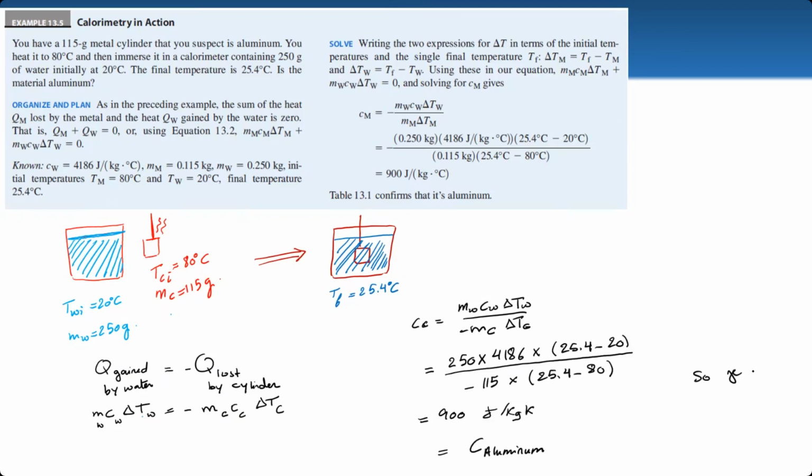So yes, the material is aluminum. The main purpose in calorimetry is always to identify the specific heat of a given solid, and that's what we were doing basically here.